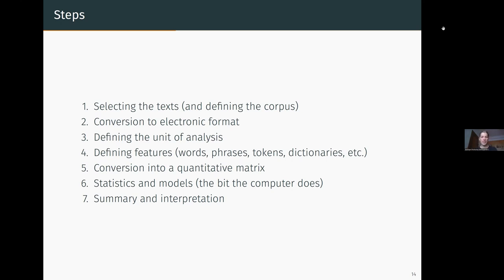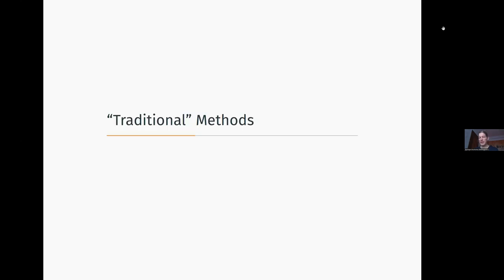Which words occur? Then you convert this into a quantitative matrix, so your text goes into something that the computer can read. Then you run the model, and that's the bit the computer actually does. That's what R does, or Stata, or SPSS, or Python, whatever you want. It's a quick bit. And then you have to summarize and interpret. So most of the focus, with all these methods that we talk about, is on just one little step, and it's mostly the easiest bit.